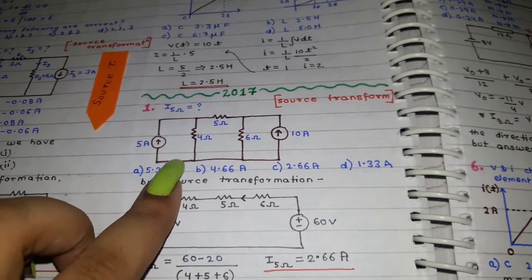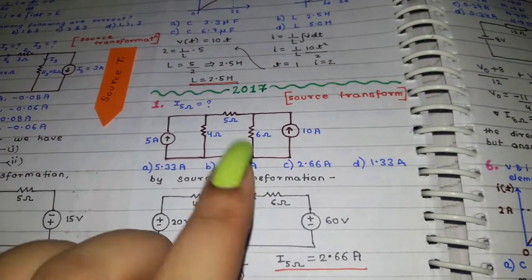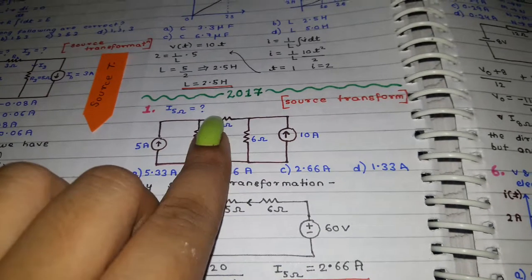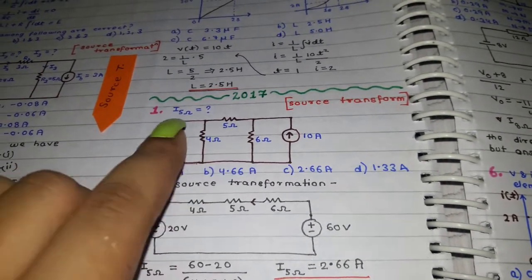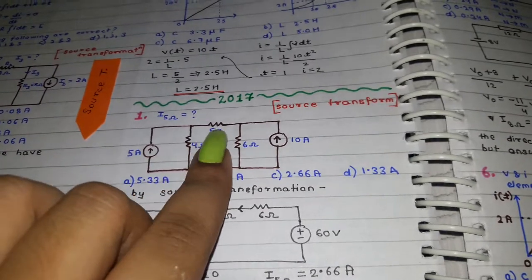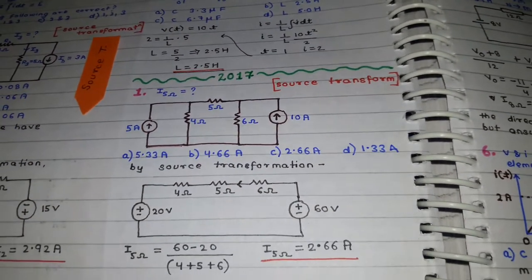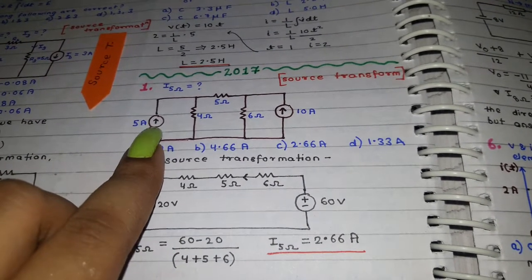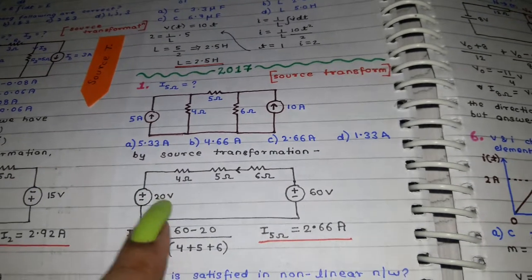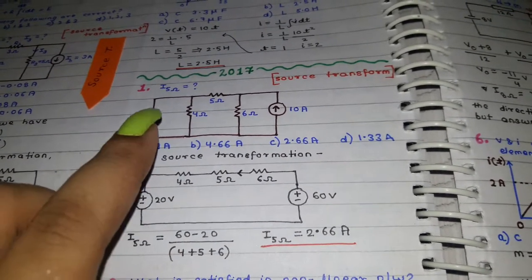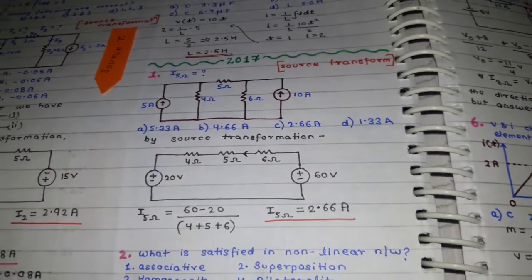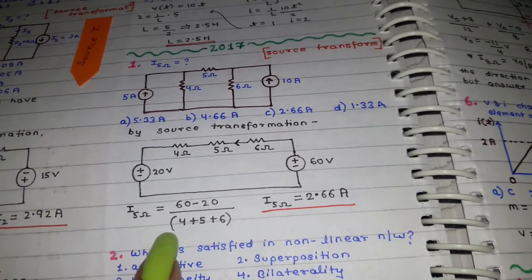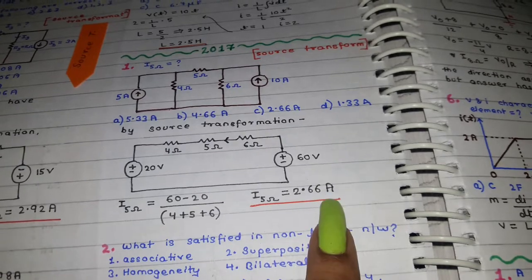The first question is again from source transformation, the same question as it is, but they are asking the value of current through this 5 ohm resistance only, not all the currents but only the current passing through this 5 ohm resistance. So we are going to apply source transformation because we are given a resistance in parallel to a current source, a clear indication that we can apply source transformation. Besides, it is nowhere mentioned that the sources are ideal. Your circuit is converted to this circuit, and then you can apply total voltage upon total resistance and you get the value of your current.